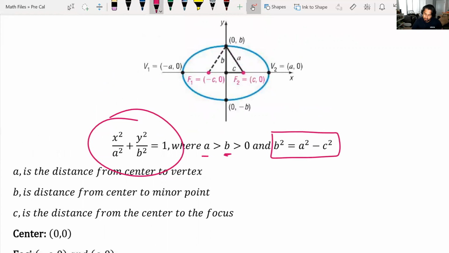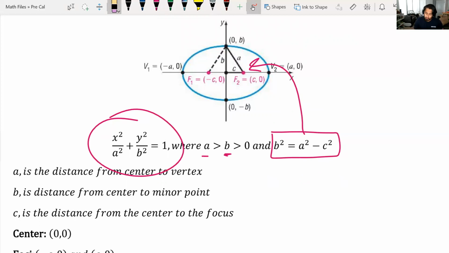If you look at the ellipse, you'll notice that inside our ellipse, we have a right triangle. This says that b squared is equal to a squared minus c squared. This is just another use of the Pythagorean theorem, a squared plus b squared equals c squared, but of course labeled differently because of how our ellipse is labeled.